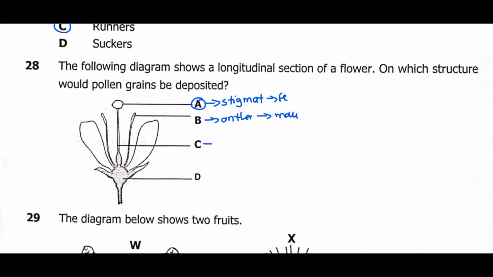Then C is the style, which is the passage. D is the ovary. The ovary contains the ovules that become seeds after fertilization. So the answer is A, which is the stigma.